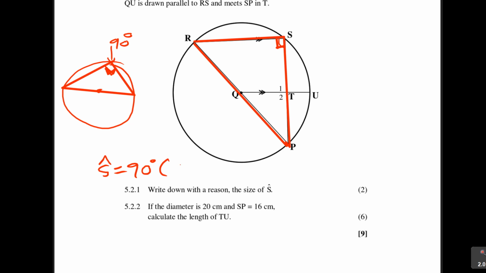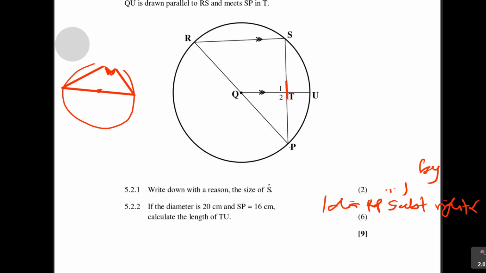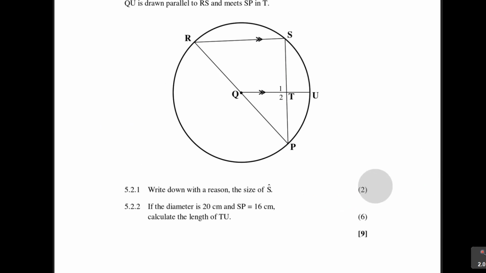And what is the reason? This is the angle in a semicircle. Or you can say angle subtended by diameter RP. You see that? So angle in a semicircle, or angle subtended by diameter, or you can say diameter subtends a right angle. We can even name it to say this is diameter RP subtends a right angle. So different reasons, but at the end of the day, that is what you need to bring in to say that particular angle is simply a right angle.